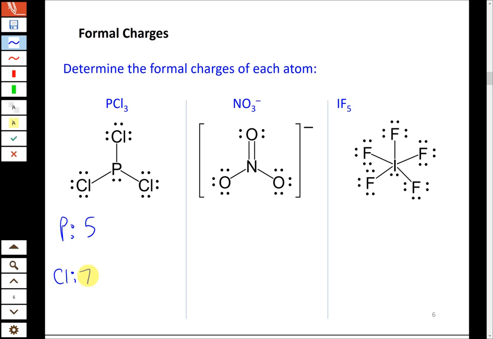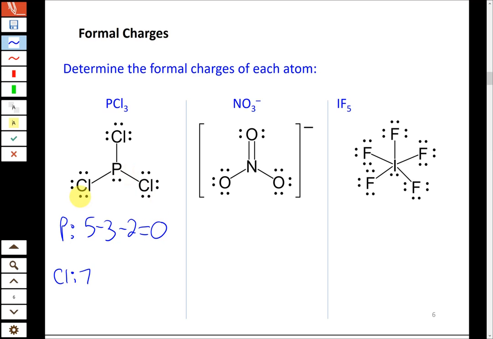And then to calculate formal charge, remember there's 2 things we subtract from that. We subtract the number of bonds that atom has. Phosphorus right now has 1, 2, 3 bonds in the structure, 3 single bonds. So we subtract that. And then we subtract the total number of non-bonding electrons on that atom. Phosphorus here has 1 pair, or a total of 2 non-bonding electrons as drawn. So 5 minus 3 minus 2 is 0. So that means in this structure, phosphorus has 0 formal charge.